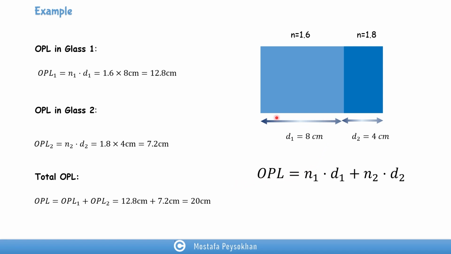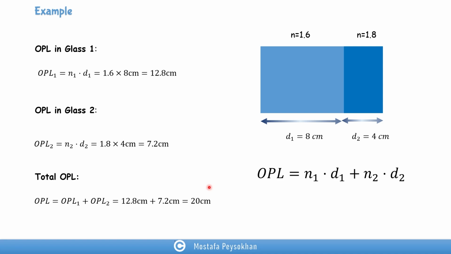So when we look at the system, these two optical glasses, the distance is 8 plus 4, so the total length is 12 centimeter. Why is the optical path length 20 centimeter? What is the physical meaning of that? You can pause the video and think about it right now.